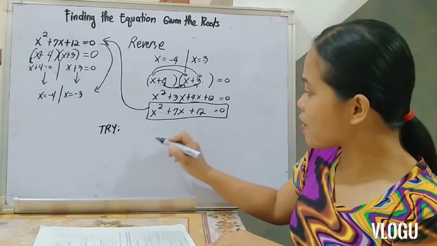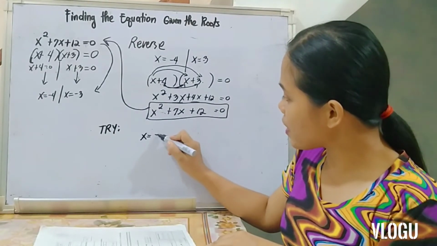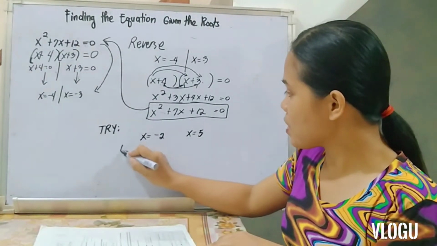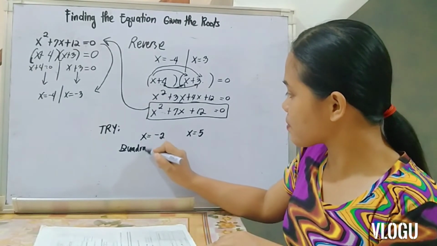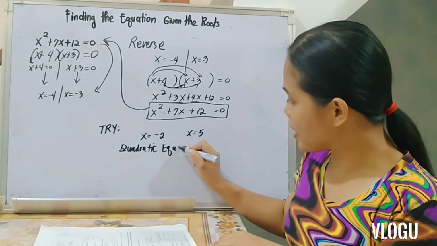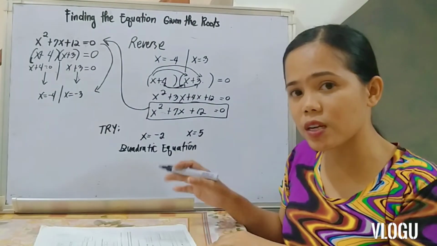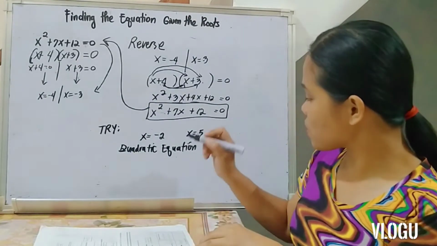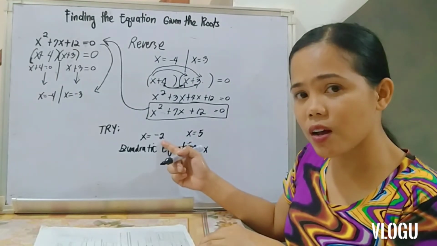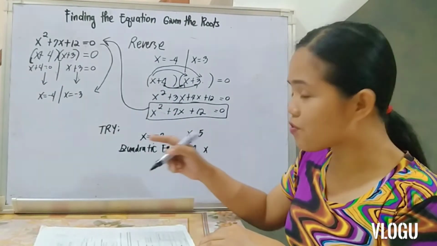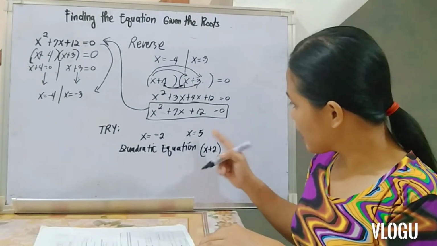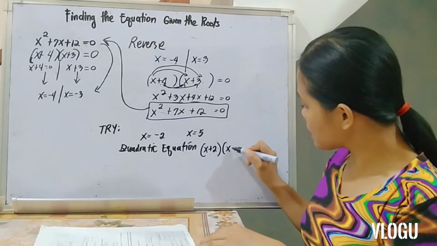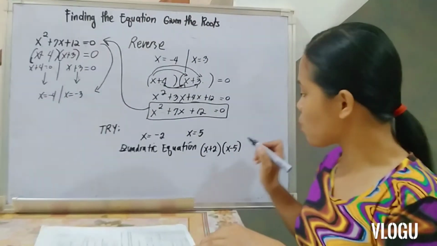Okay, say for example, we have the roots x equals negative 2 and x equals 5. So what is the quadratic equation? Again, the first thing we're going to do is place the factors side by side with each other. So x, negative 2 to the left will become positive 2, so x plus 2. And positive 5 to the left will become negative 5. So you will have x minus 5. These two factors equal to 0.